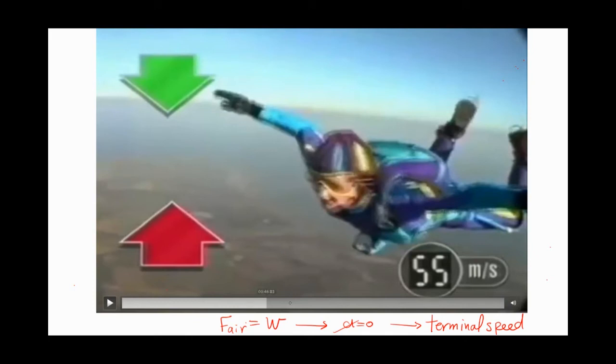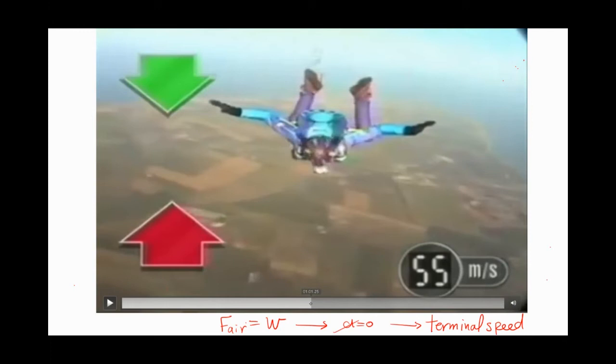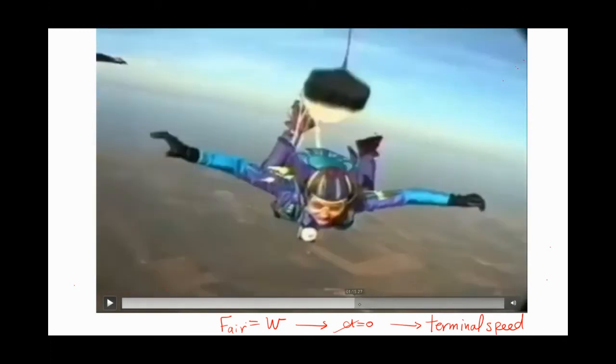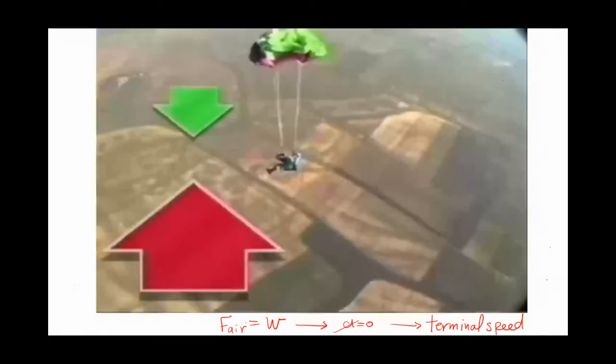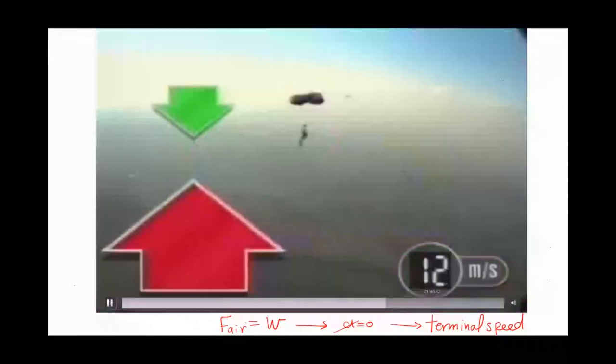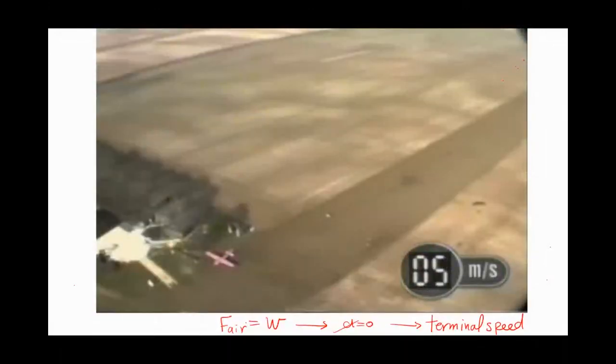Then, when he uses the parachute, this will increase the air resistance, and the air resistance will cause deceleration. Any question here? Clear? Okay.